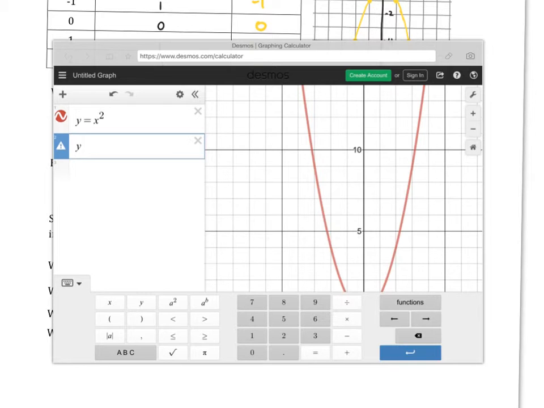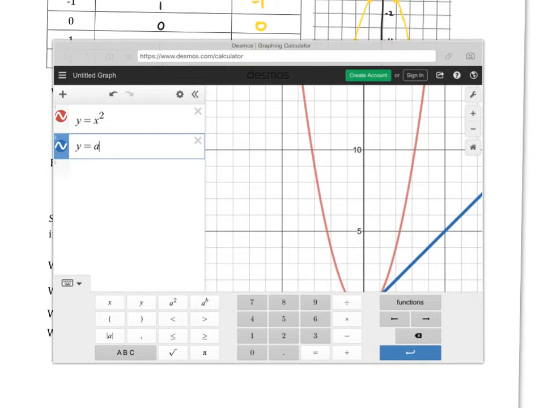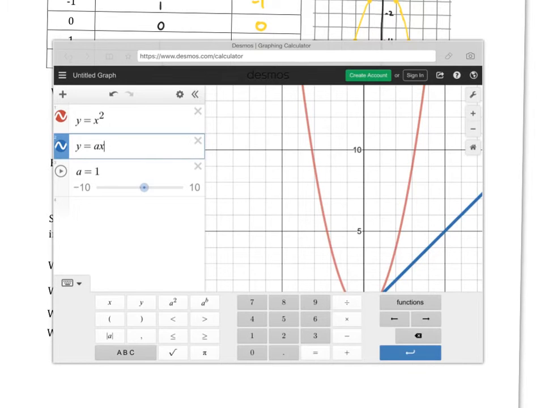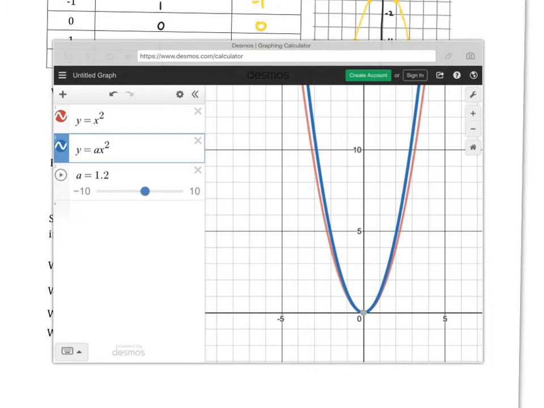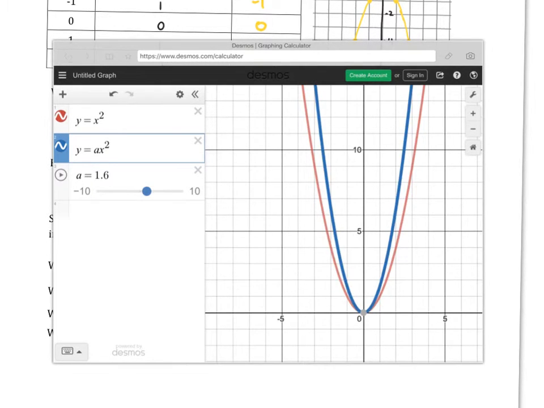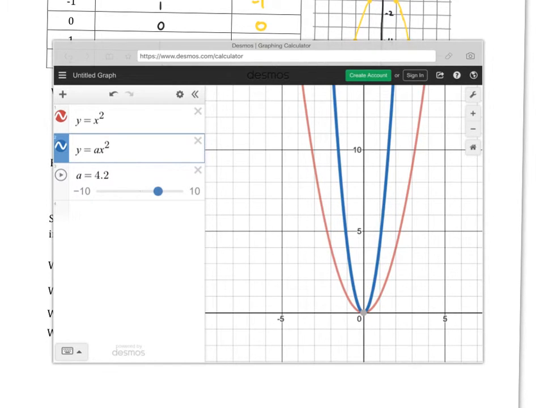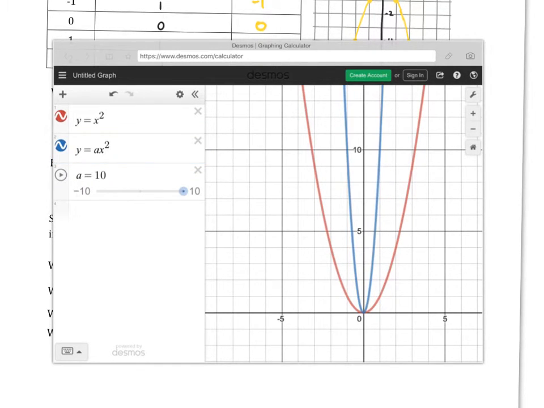So what if we adjust it by putting a variable in the front, like so. If I add a slider to that, and I forgot to square things, and there we go. Okay, so notice what happens as we slide things along. So as a increases, here we're at positive 2, positive 3, positive 4. So notice what's happening with the arms of the parabola. They're shrinking closer together. In other words, they're getting more narrow.